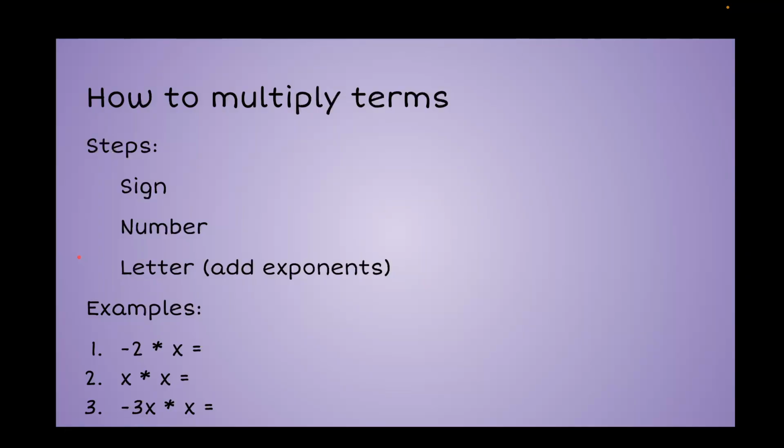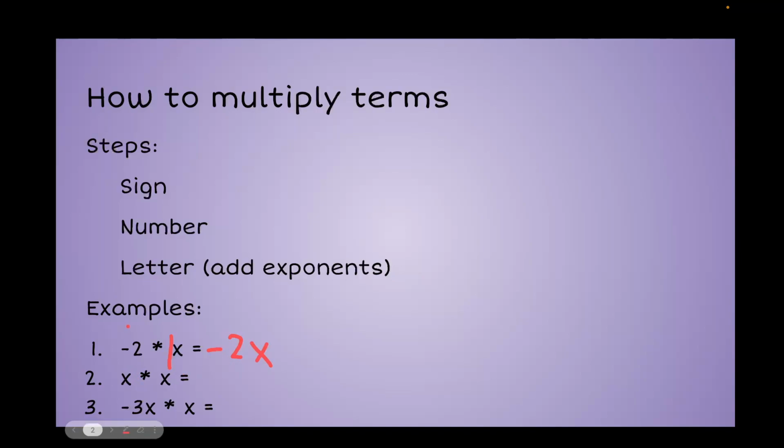When you're multiplying terms, these are your three steps. You figure out the sign of your answer, you figure out the number, and then you figure out the letter. And when you're multiplying things, you add exponents. Let's do this first one. Negative 2 times x. What is the sign? We're multiplying a negative thing by a positive thing, so it's going to be negative. What is the number? Well, there's just going to be a 2 here. If you want, you could imagine an invisible 1, and then you're doing 2 times 1 is 2. And then letter, we just have this x really, so we just bring that over as well.